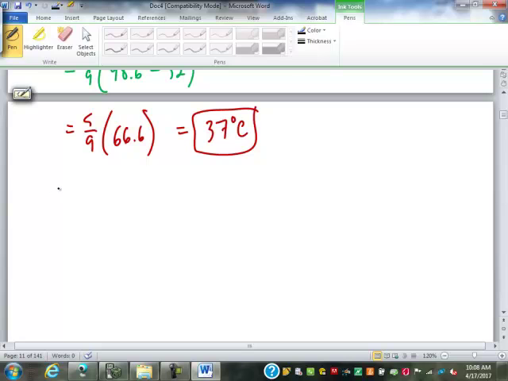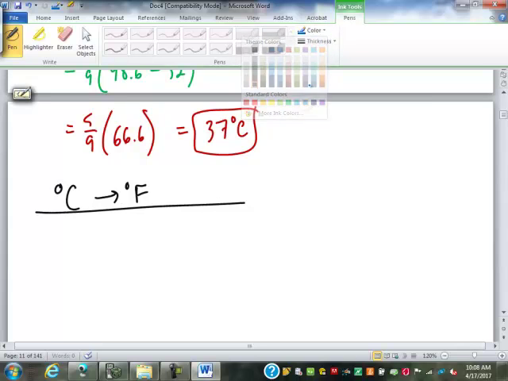If I want to go from degrees Celsius into degrees Fahrenheit, it's actually the exact opposite. I start out with my degrees Celsius. I'm going to first multiply by, instead of 5/9, 9/5. Then I'm going to add back on that 32 degree difference.